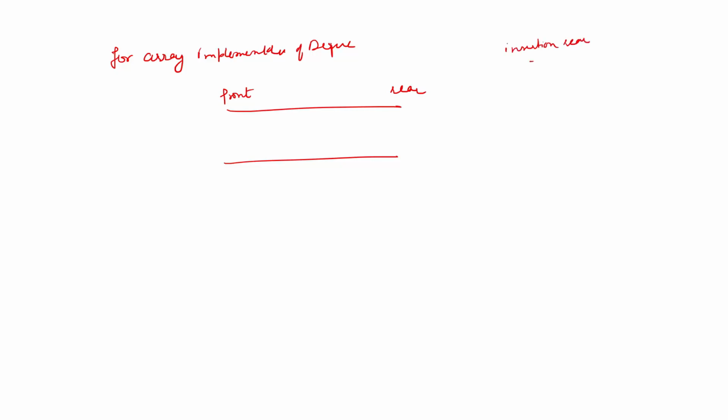For array implementation of DQ, there are two things. One is that it is either input restricted or output restricted; we're considering both the cases. Now, you know there is a front and rear. Earlier, in a simple queue, insertions were being done at the rear end, so insertion from the rear side is already known to you. Insertion from the front, how to get it done.